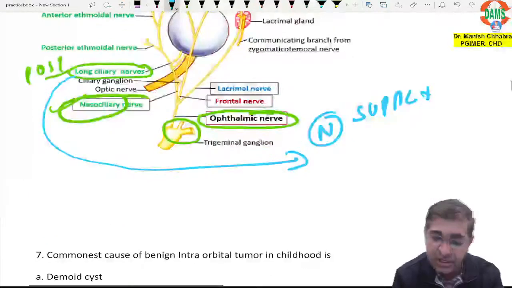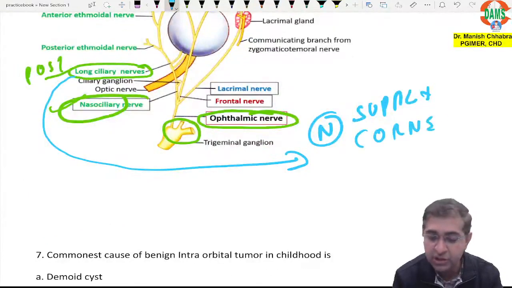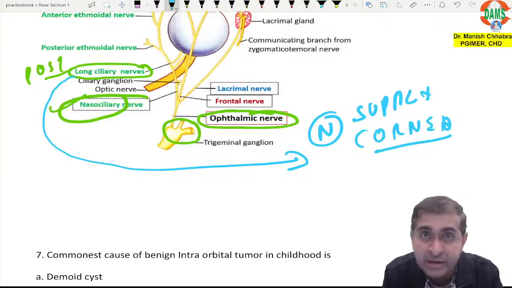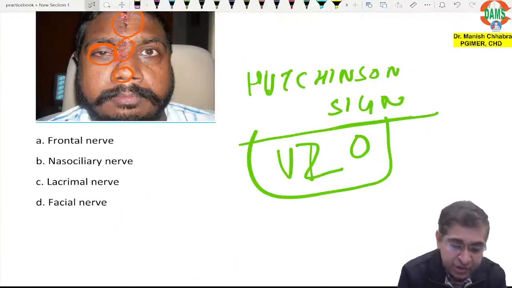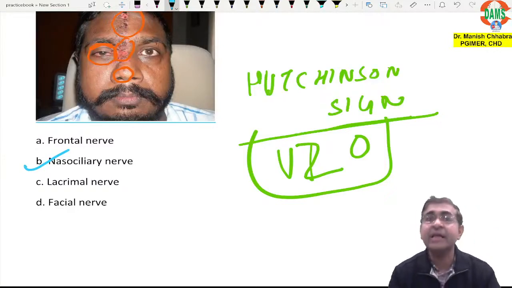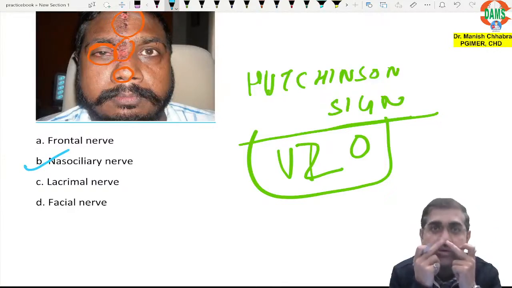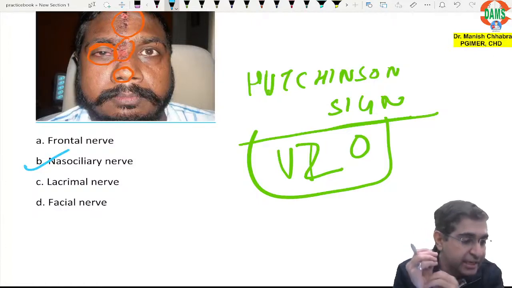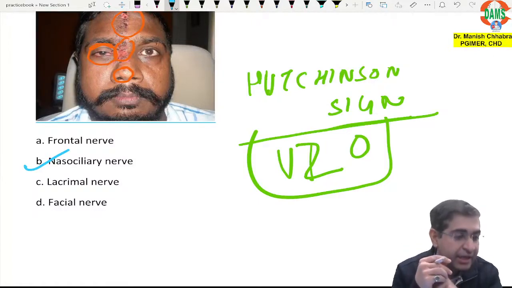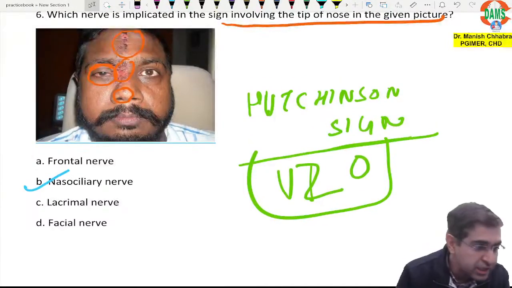This nerve is forming the nerve supply of the cornea. So this is your Hutchinson sign, which actually tells me that if there are lesions on the tip of the nose or side of the nose, the corneal involvement is inevitable. Inevitable. Okay.